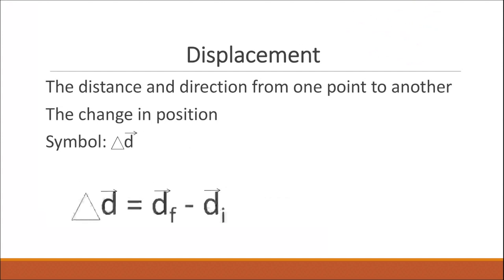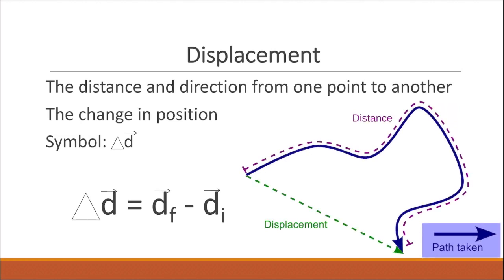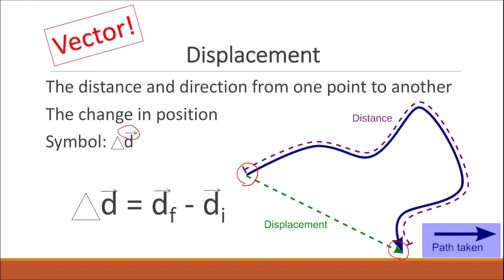Notice the difference between distance and displacement. If you move in a curved line, such as this dark blue line, your distance will be much greater than your displacement. Your distance is the total movement that you have done, shown in this purple dotted line. However, your displacement is only concerned with your final position and your initial position. It does not matter the path that you took to get to here. Notice displacement has an arrow above the symbol. This designates that you must have a direction in your answer. A direction means you have a vector.